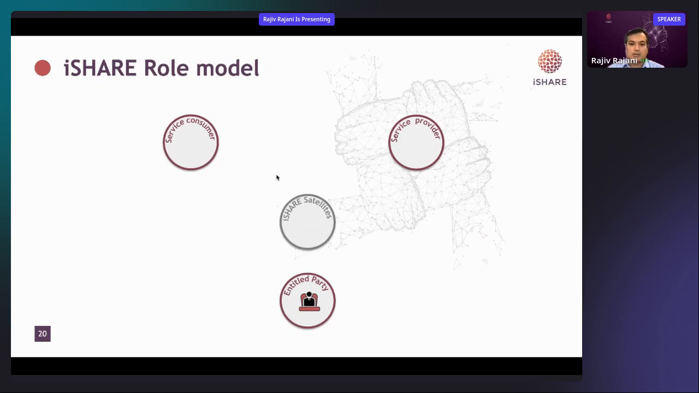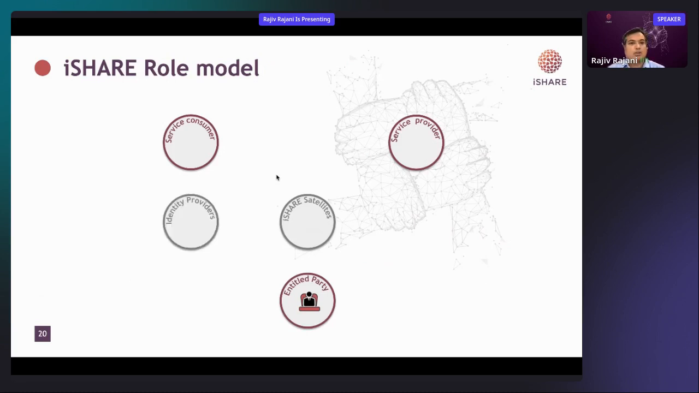The satellite is basically where participants register themselves to be part of this network. So it acts like a directory or the registry of participants, where you can find all the details about other participants. More details will follow.